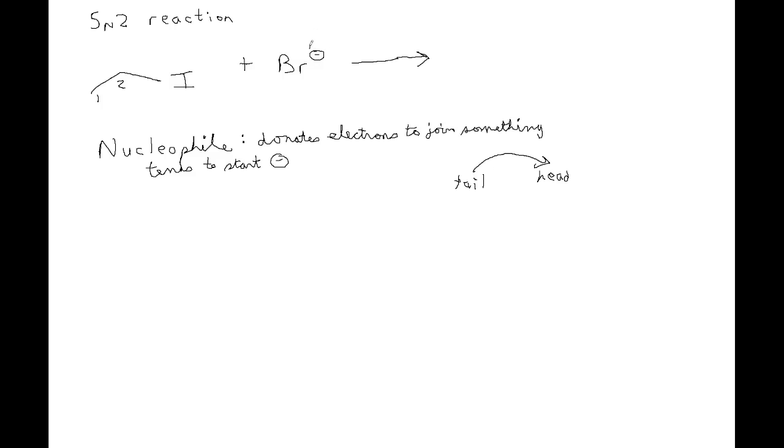So in this example, we would want to draw an arrow like this. The bromide should go at the tail. So in general, nucleophiles tend to go at the tail of electron pushing arrows. We could draw that like that. That's an important idea. So nucleophiles tend to have negative charges.